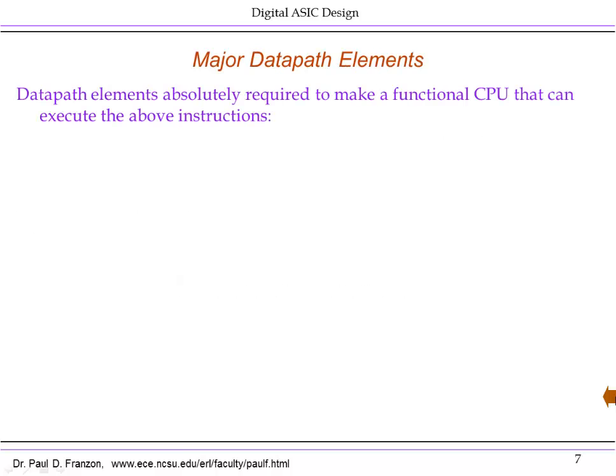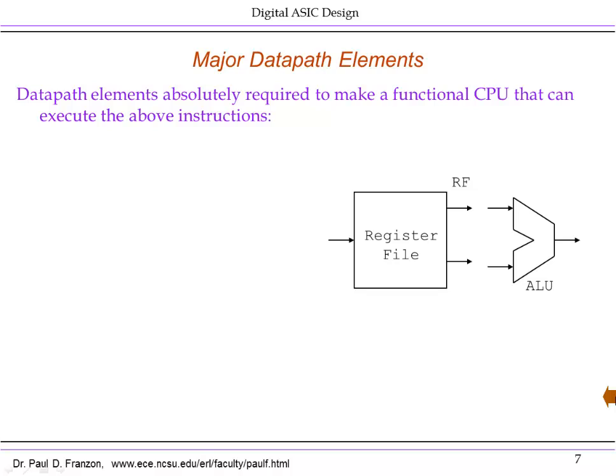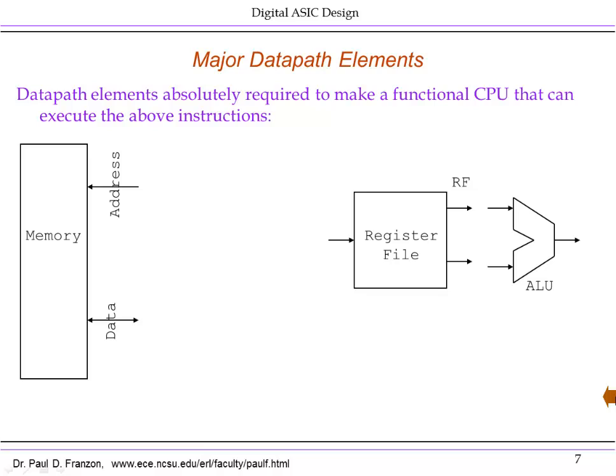Okay, so let's start off with the major data path elements to make a functional CPU. What we're doing here is roughing out the design. What are the big blocks that are fairly obvious to us that are useful to us? Well, let's think about this. We have to do arithmetic operations, so we'll need an ALU. We have to work with registers, so we'll need a register file to store these. We have to work with a memory because we're doing load word and store word to and from the memory.